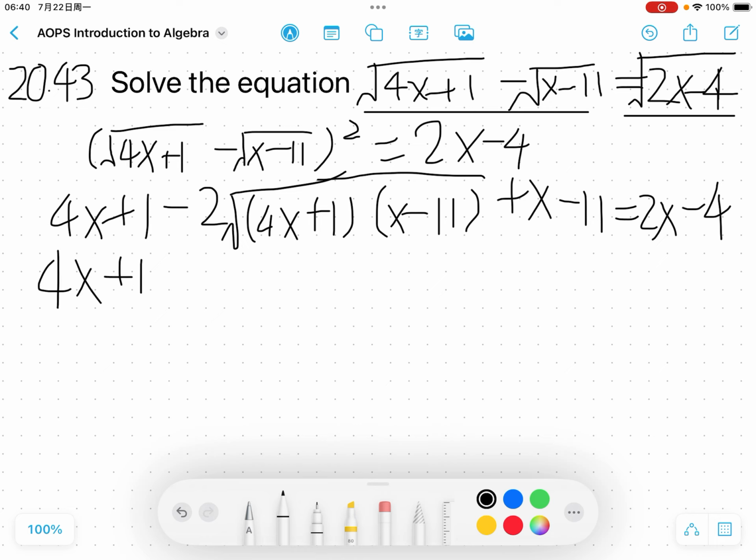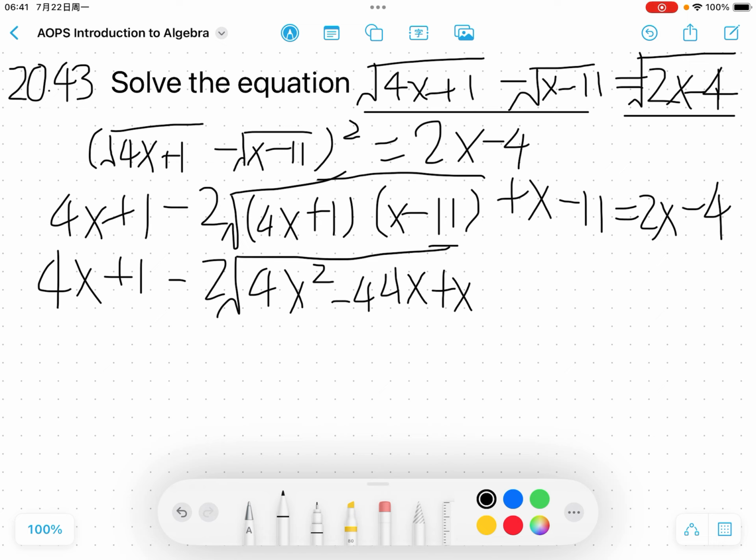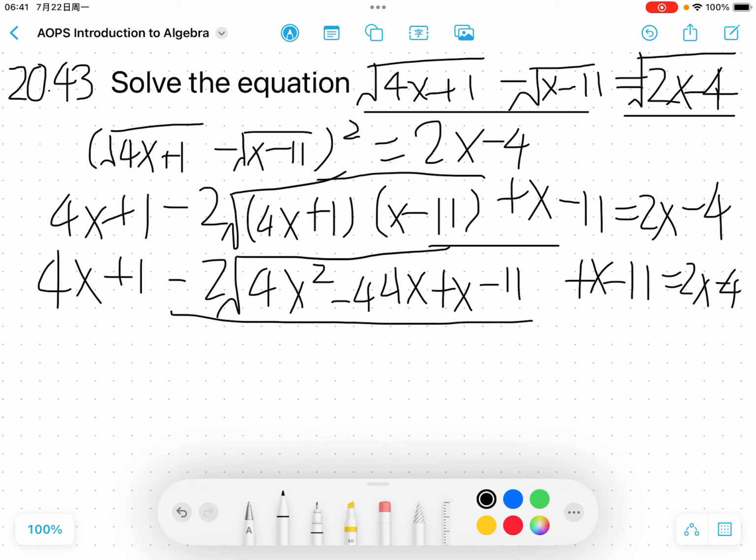So we have 4x plus 1 minus 2, and if you expand the expression inside, you have 4x squared minus 44x, plus x minus 11 plus x minus 11 equals 2x minus 4. Now we have a square root here that we want to isolate. We want to square both sides again, but we have to make sure that only this square root is on one side of the equation. We put everything else on the other side.